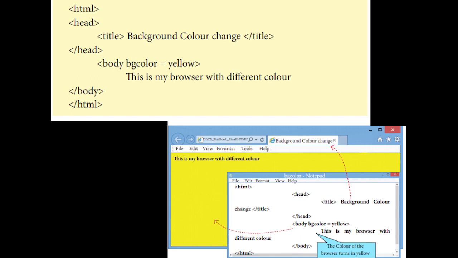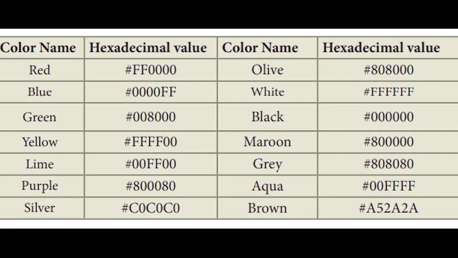Here we have some color codes also. You can give the color name also, but this can be used for only a few colors. The color code will have a hexadecimal value. This is for more flexible colors. Many colors can be added using these color codes.